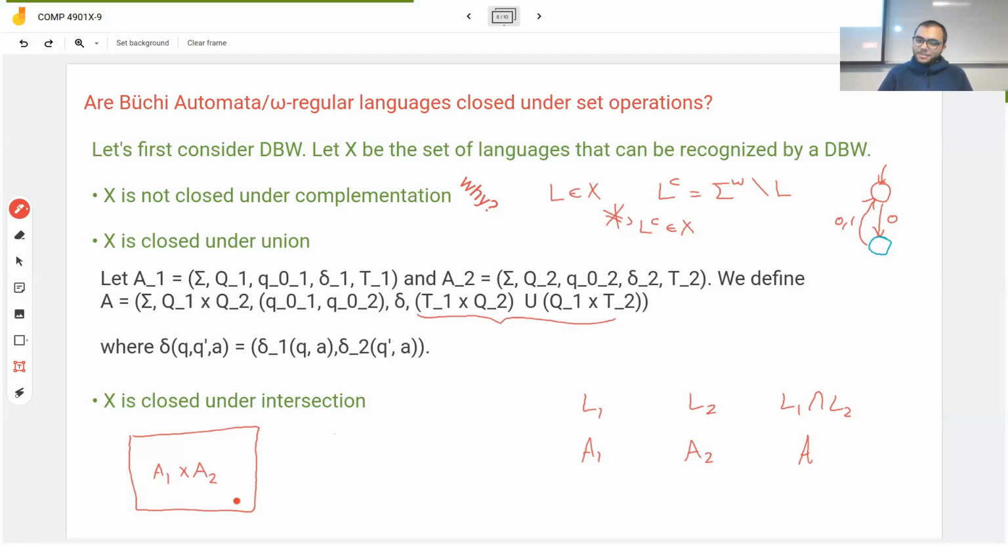Okay. Then we should say Q1 times Q2 intersecting Q1 to Q2. No, oh, no. Then Q2, that would not work either.